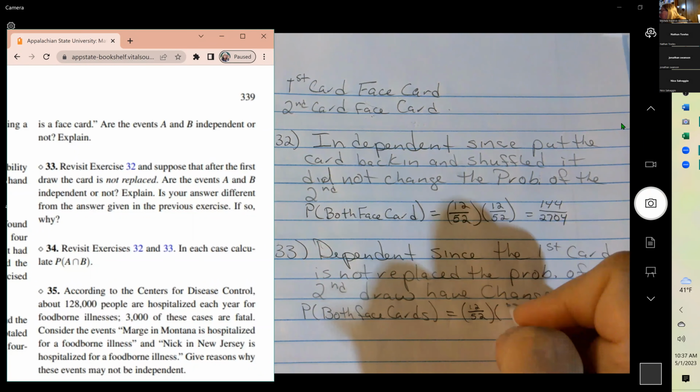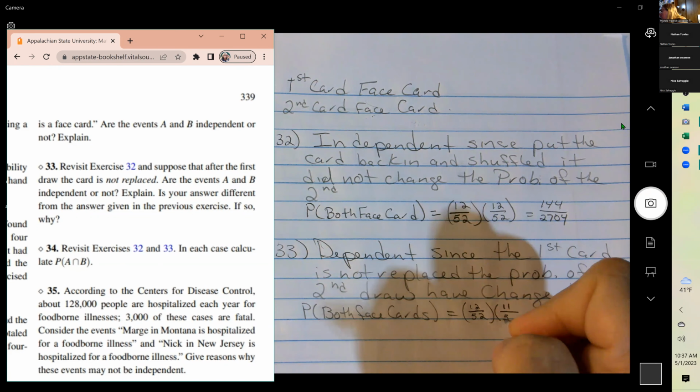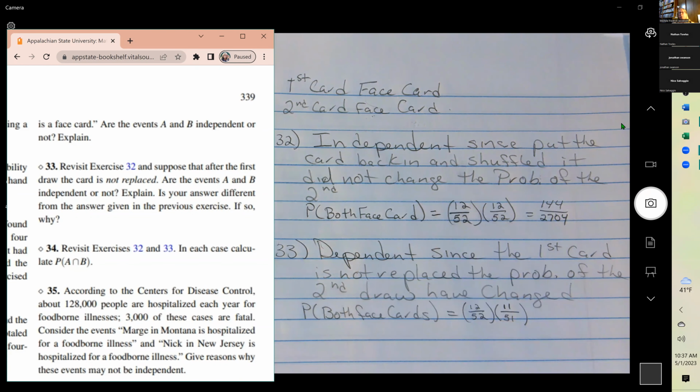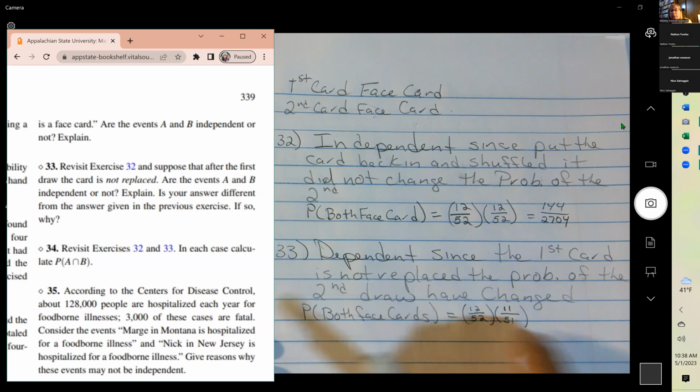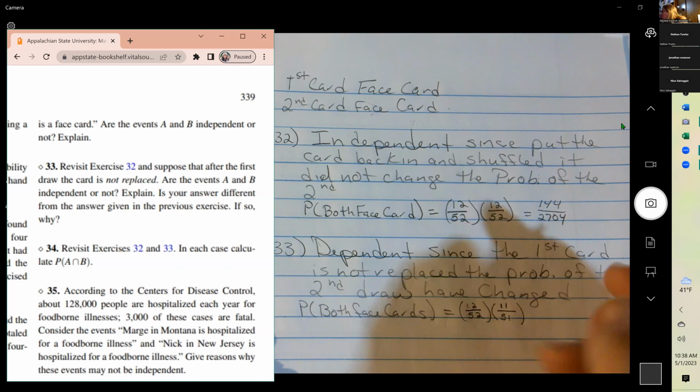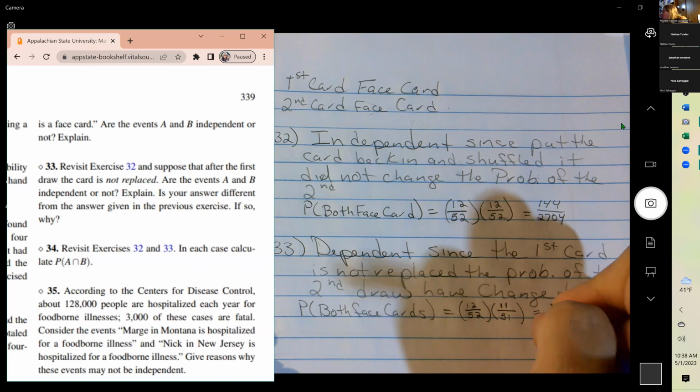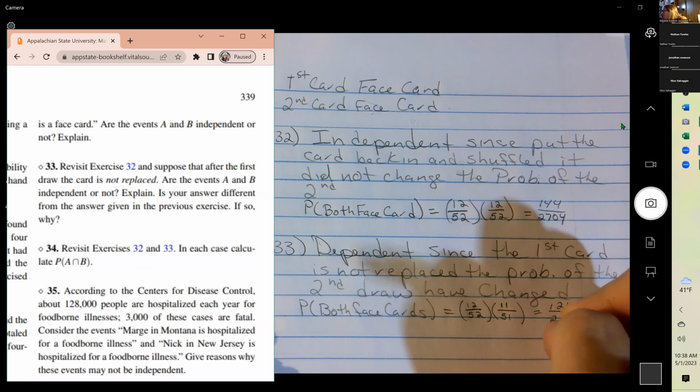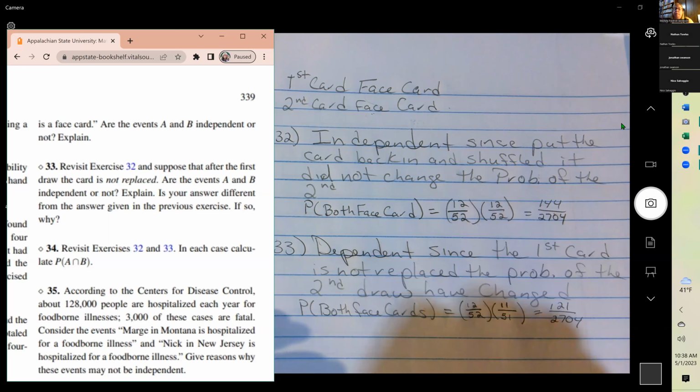Once we pull out a face card, there are only 11 face cards and 51 cards then, because we didn't put the one we pulled back in. It changed our probabilities, which means it's dependent. The second one depends on what happened first. And multiplying across, 121 over 2704. Any questions on that?